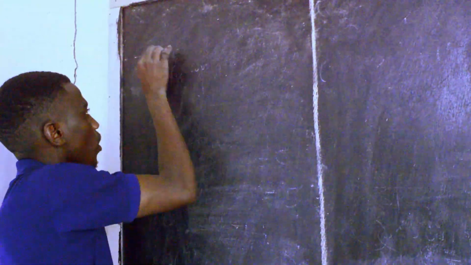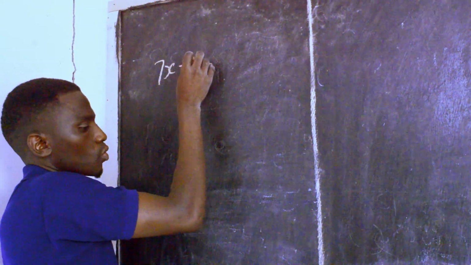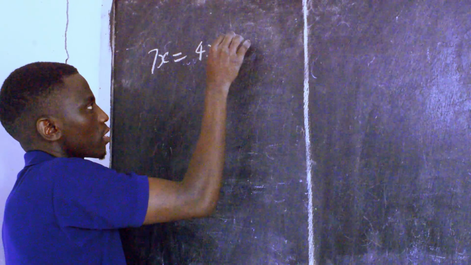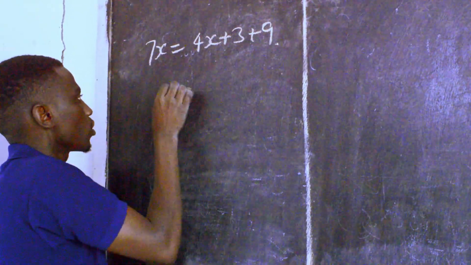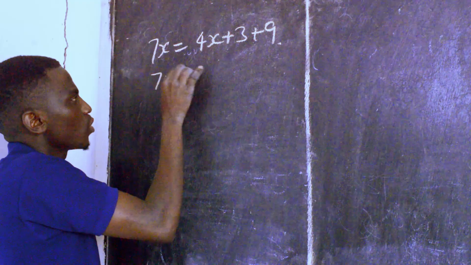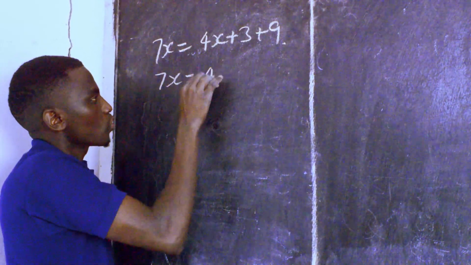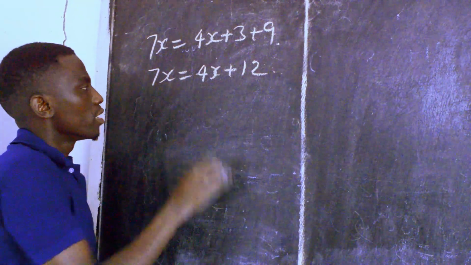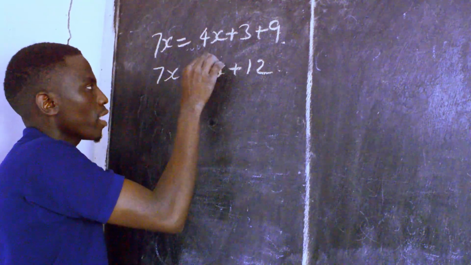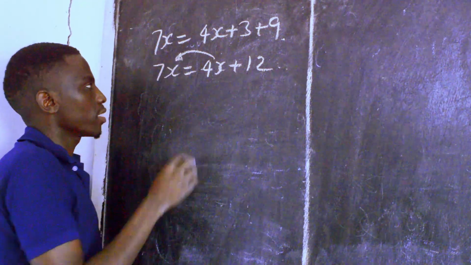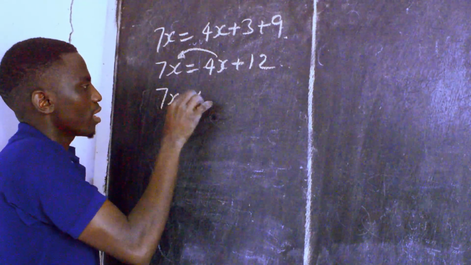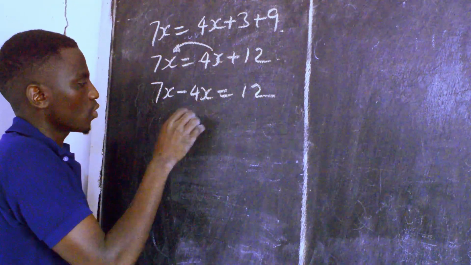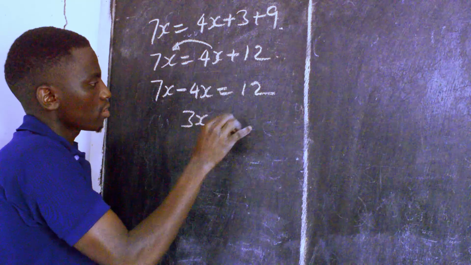You have the question: 7x is equal to 4x plus 3 plus 9. So 7x will be equal to 4x plus 3 plus 9, here you get 12. This 4x here is positive. Once it comes on this side it becomes negative. So we have 7x minus 4x is equal to 12. So 7x minus 4x, here you get 3x is equal to 12.